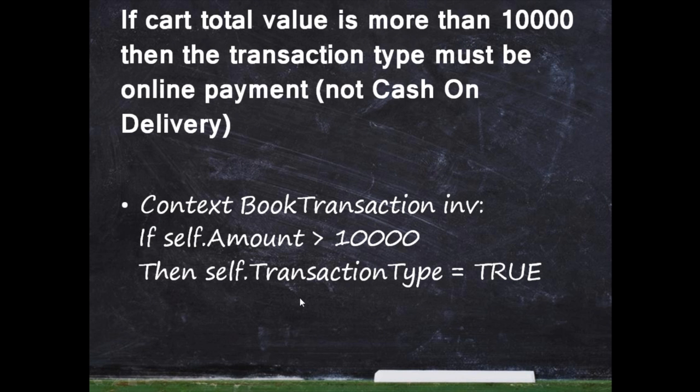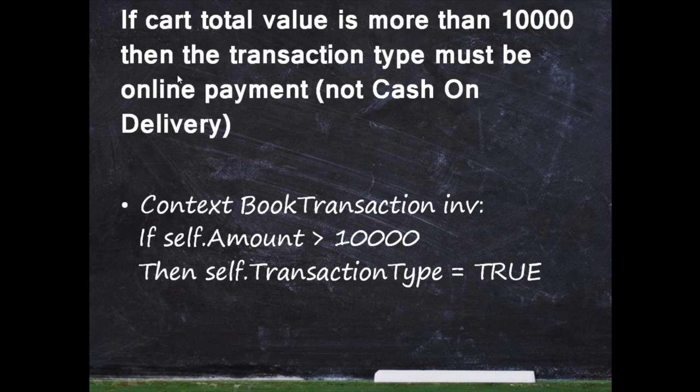If cart value is more than 10,000, then transaction type must be online payment, meaning not cash on delivery. So we take transaction type true as online payment and false as cash on delivery. So when the amount is greater than 10,000, then we will only accept the transaction type as online payment, meaning transaction type should be true.